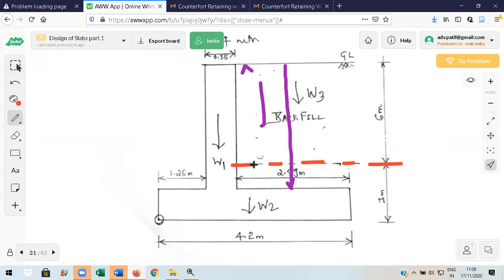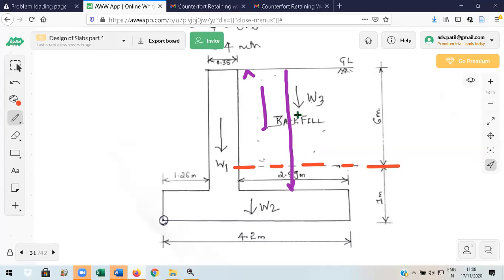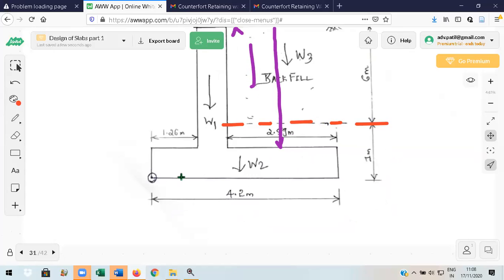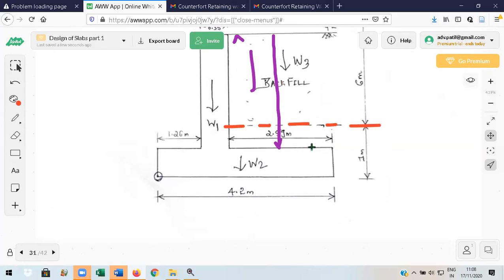Six meter was given. From this 6 meter, what I have done, you can see it. So many dimensions are calculated using a simple technique. All these are uniform in thickness initially. Even later also, we are not going to change the thickness if it is a counterfort retaining wall. So anybody has any questions here?